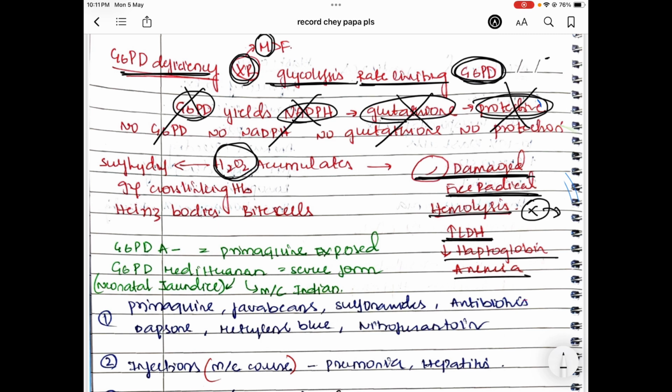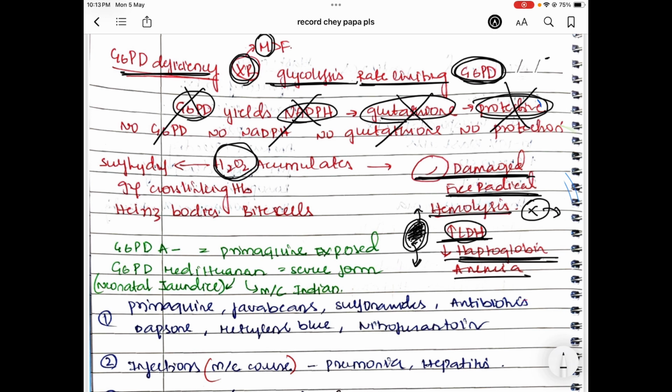So why is this LDH increasing? See what is happening here. RBC has oxygen carrying capacity. So if there is any free radical damage to this RBC, it won't function properly. There will be no oxygen carrying capacity. Oxygen is not transported, so there will be no aerobic respiration. Ultimately, it goes into anaerobic respiration. In anaerobic respiration, there will be increase in lactate, which will be increasing lactate dehydrogenase. So that is what is happening here.